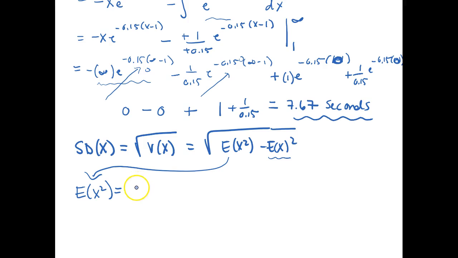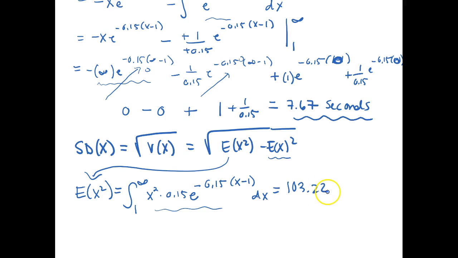Well, this is equal to the integration from 1 to infinity of x squared times our PDF, which is 0.15 e to the negative 0.15 (x minus 1) dx, and we can calculate this through integration by parts like we did in the previous example. It just takes one more iteration of the by parts integration, and so we're not going to do that in this video. It just takes a little bit too much time. So you can calculate it on your own and find that this is equal to 103.22.